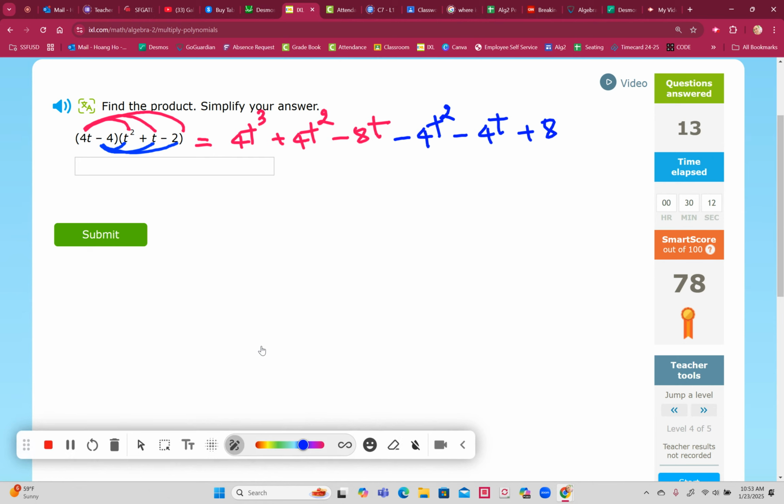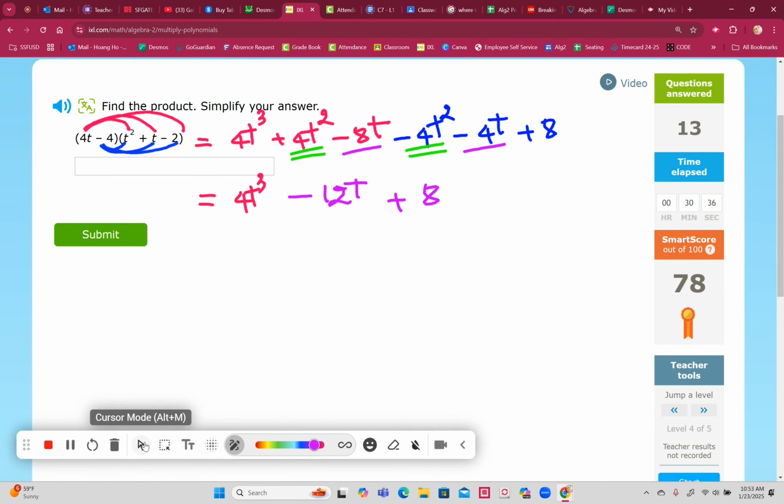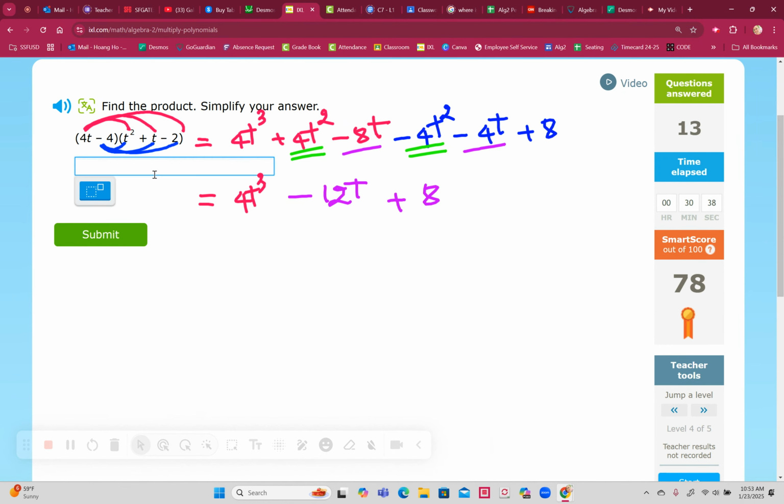So now I combine them. 4t cubed cannot combine with anything. 4t squared, subtract 4t squared, that becomes 0. And then subtract 8t, subtract 4t, becomes subtract 12t. And then plus 8 in the back. Again, when you answer in the box, do not leave any space. Okay, here we go.